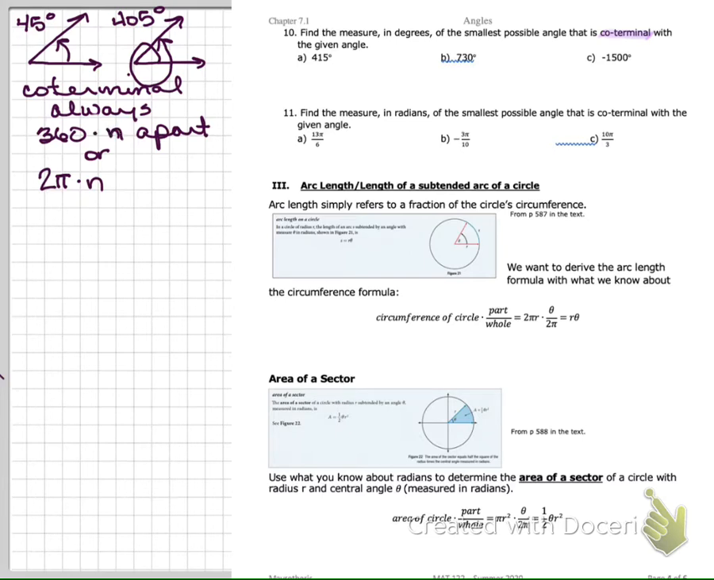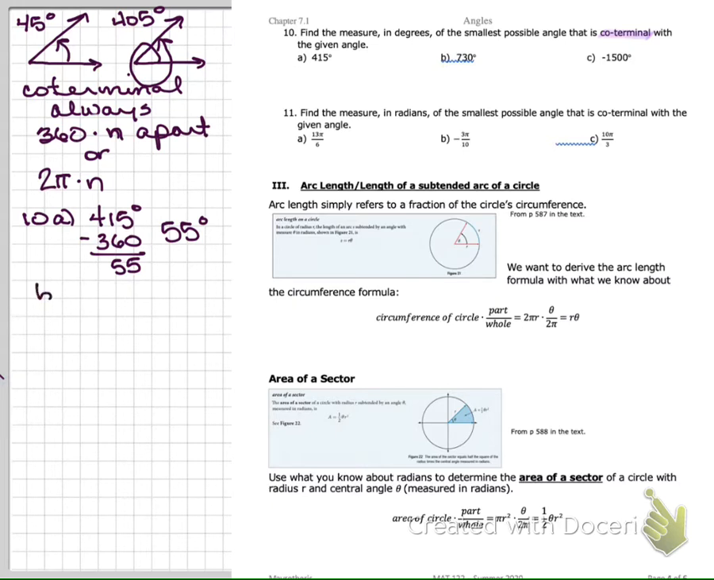All right. So for problem number 10A, 415 degrees, we want the smallest possible angle, so we want the smallest positive angle. So I'm going to go ahead and subtract 360 from 415, and we get that a 55-degree angle is coterminal with our 415-degree angle.